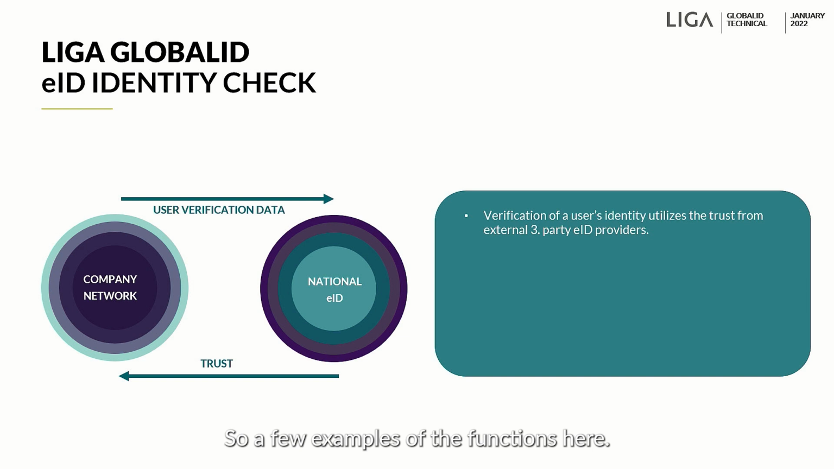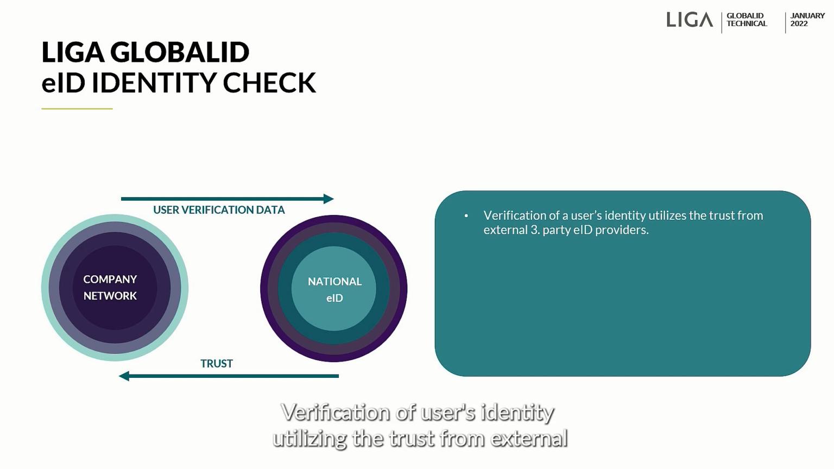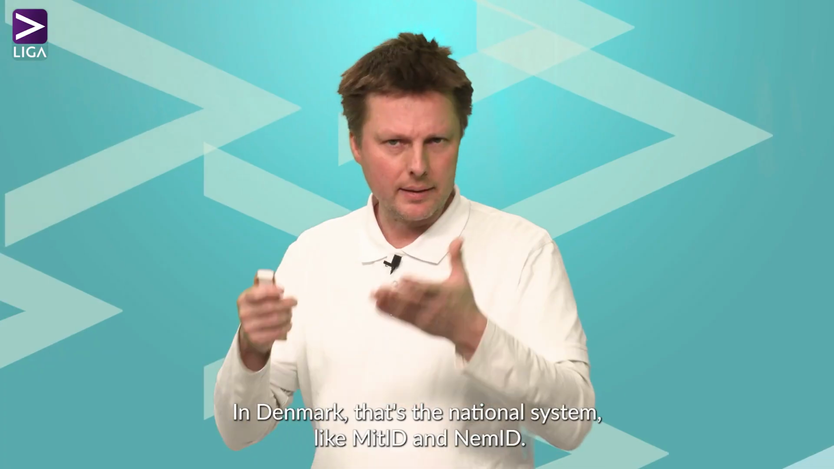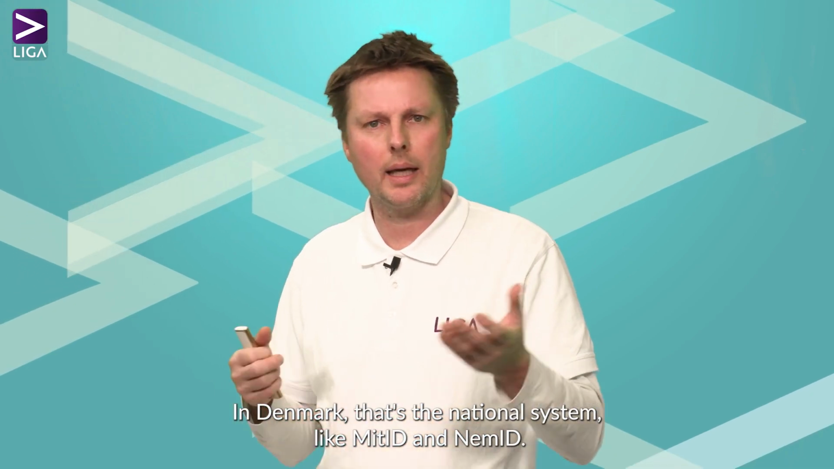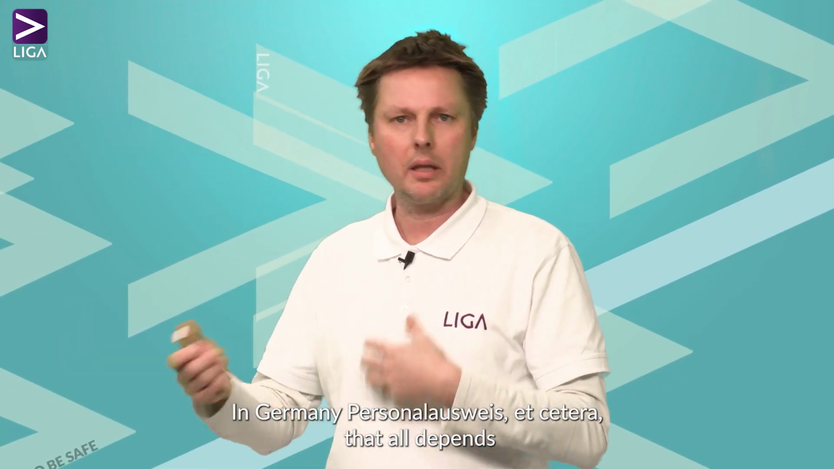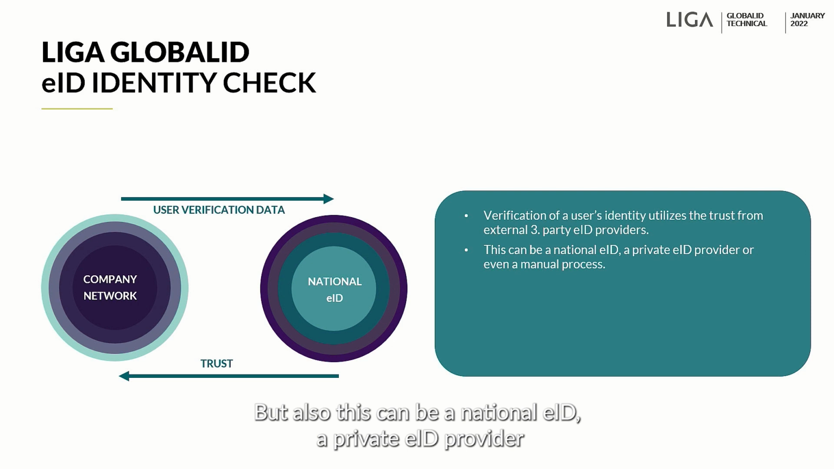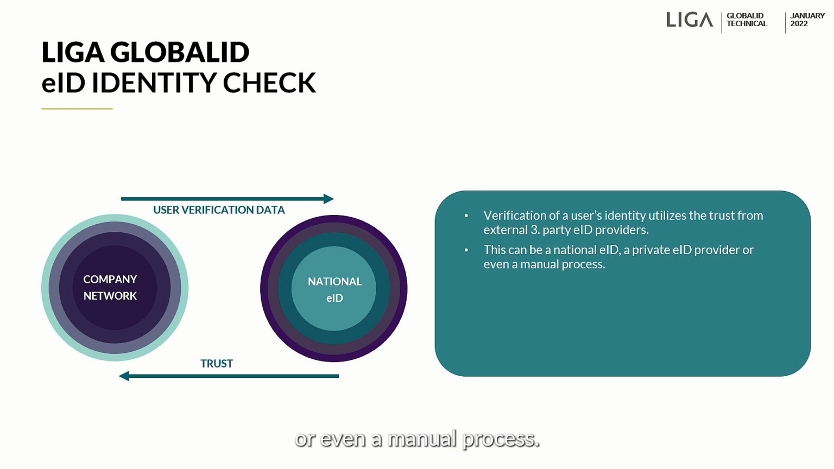So a few examples of the functions here. Verification of user identity utilizing the trust from external third-party eID providers. In Denmark, that's the national system like MitID. In Sweden, it could be BankID. In Germany, Personalausweis, etc. That all depends on the different countries. But this can also be a national eID, a private eID provider, or even a manual process.